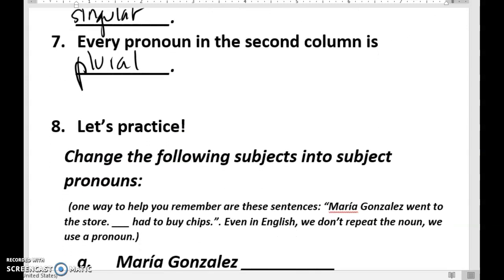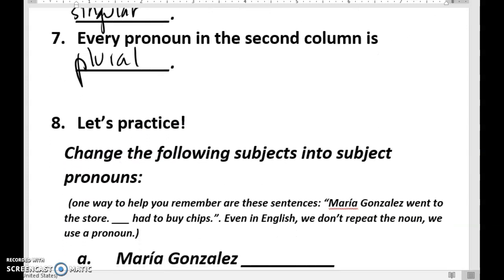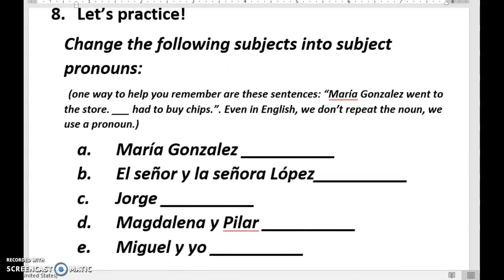So we're going to practice renaming it. We're going to change the subjects into subject pronouns. So one thing that I always do is put it in context. So let's take A. Maria Gonzalez has to go to the store. Blank had to buy chips. We don't say Maria Gonzalez again. In English, we say she. And in Spanish, that's ella.